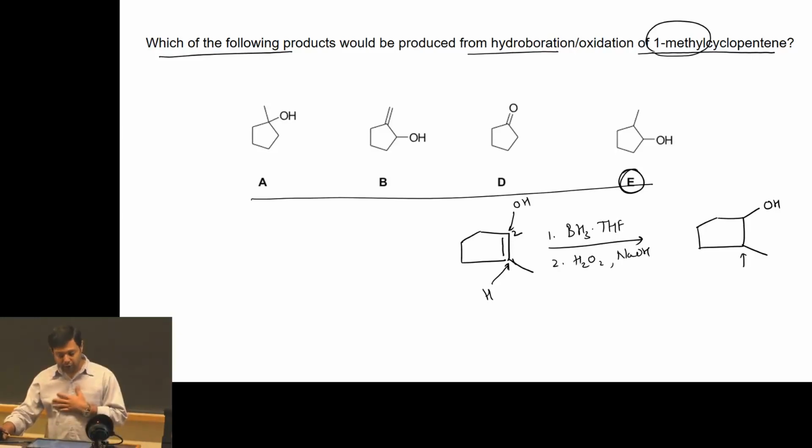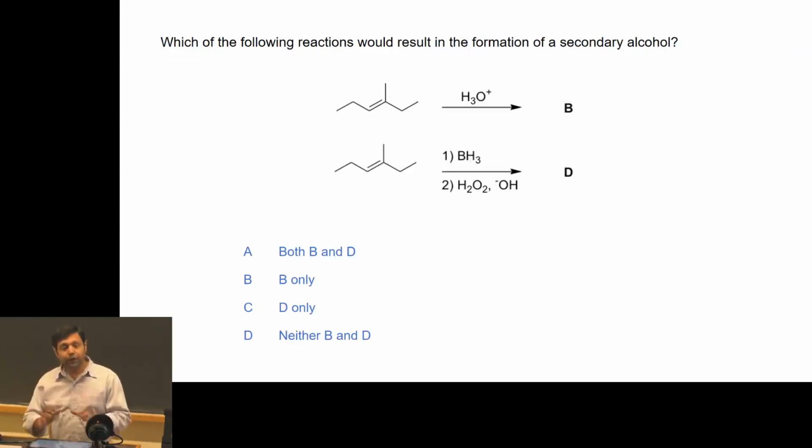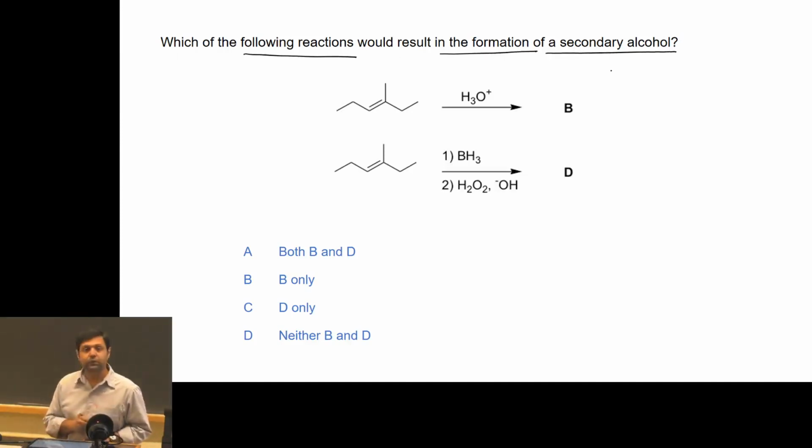Here is another question for you on hydroboration. You can pause the lecture here to answer this question. Alright, let's take a look at this question. Which of the following reactions would result in the formation of a secondary alcohol? Secondary alcohol means OH is attached to a secondary carbon.